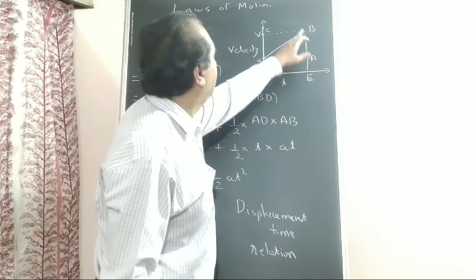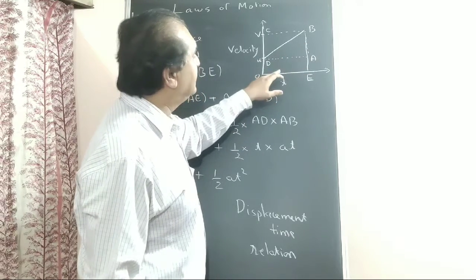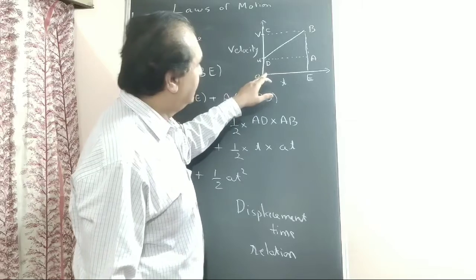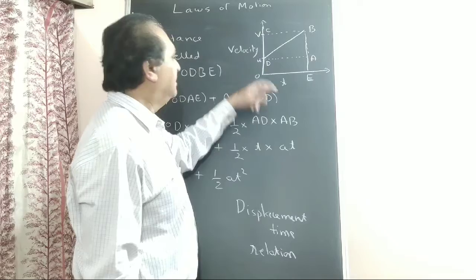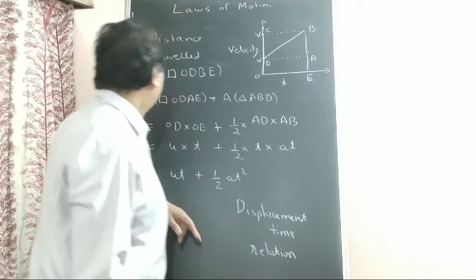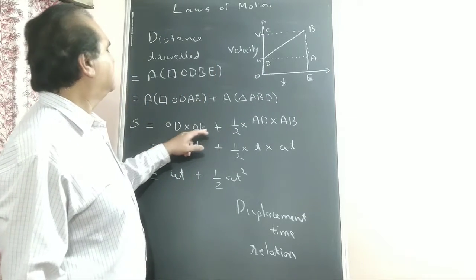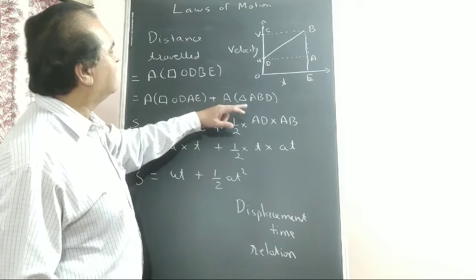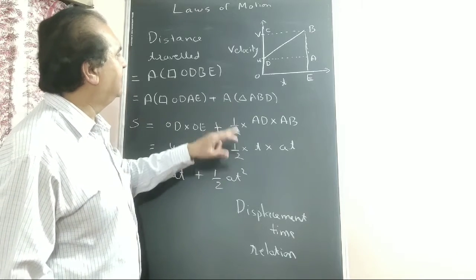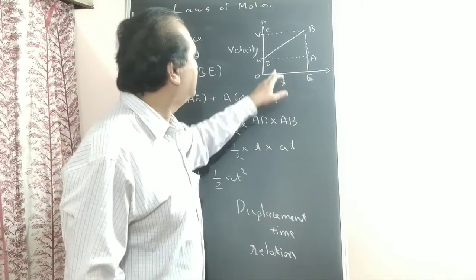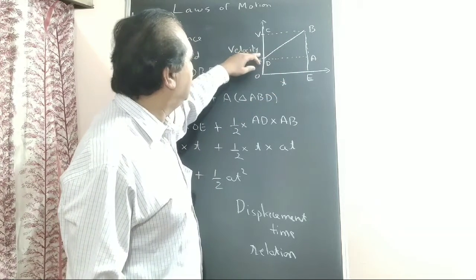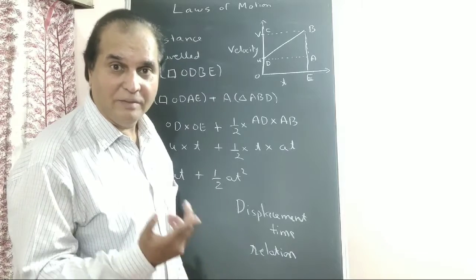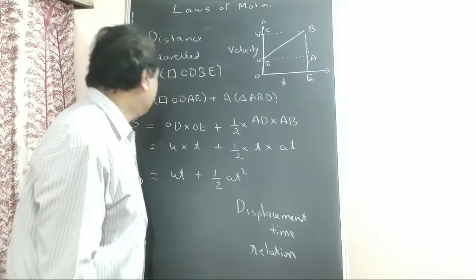ODAE rectangle and ABD. Area of a rectangle is length into breadth. Length is t, breadth is u. So u into t, that is OD into OE, plus half, since the area of a triangle is half base into height. Base is AD, that is t, height is AB, and AB is actually v minus u, which is CD, and CD equals at, which we have already proved in the relation.